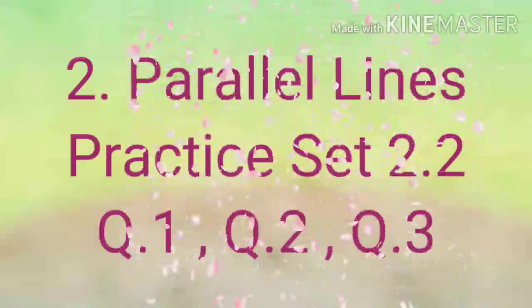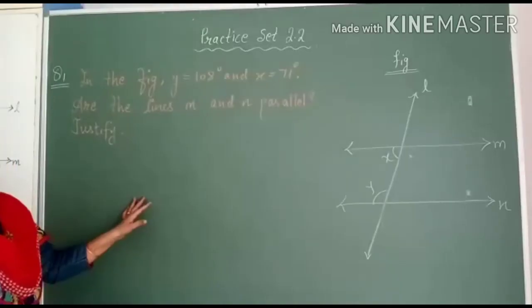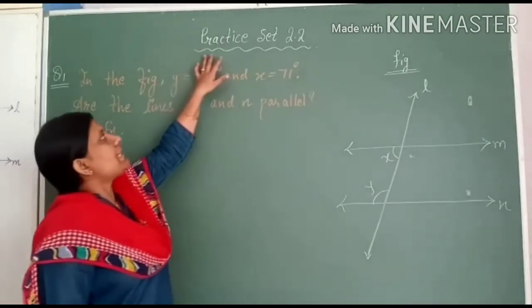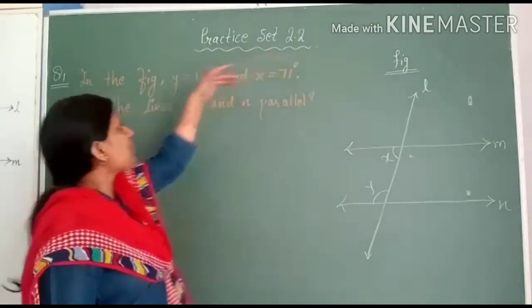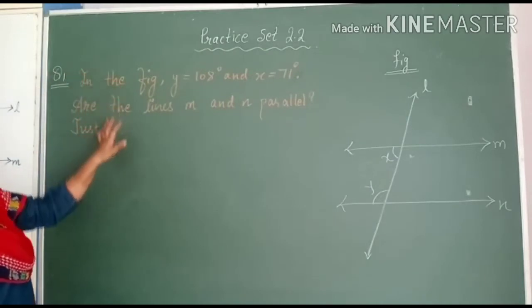Second chapter, parallel lines, practice set 2.2. Students, now we will start the practice set 2.2. Question number 1. First we will understand the question.